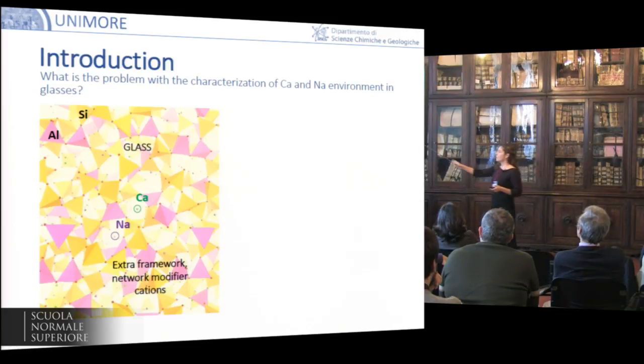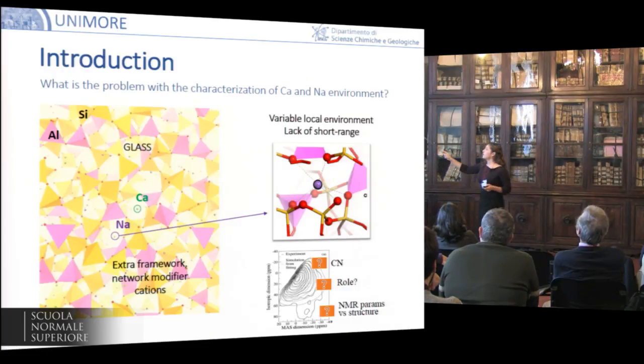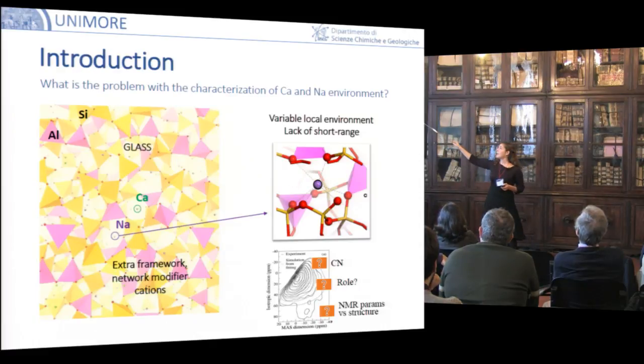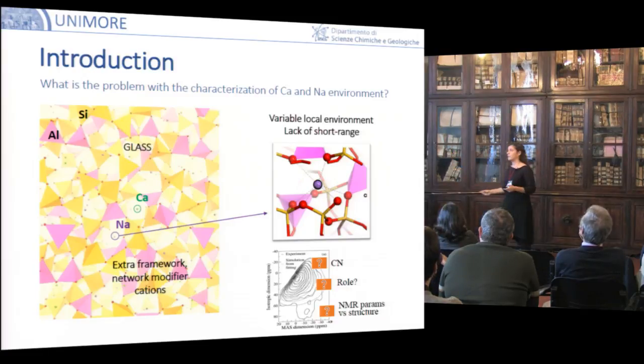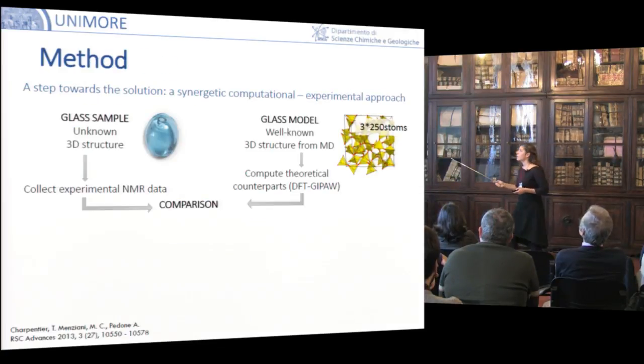And then the second problem is that calcium and sodium are extra-framework cations, and this means that they experience a very variable local environment and they lack short range order. And then the NMR spectra regarding these extra-framework cations are given by the overlapping of all the different sites that we can find in the glass, and then they are very difficult to interpret. This is why we need a structural reference which is given by molecular dynamics simulations.